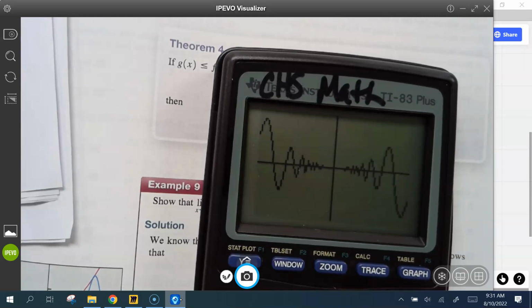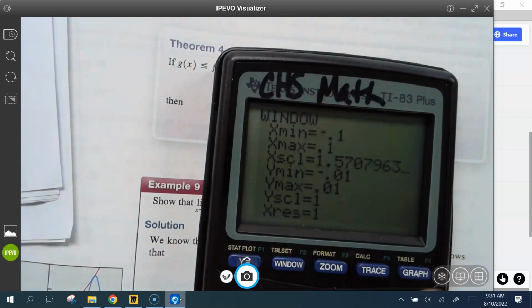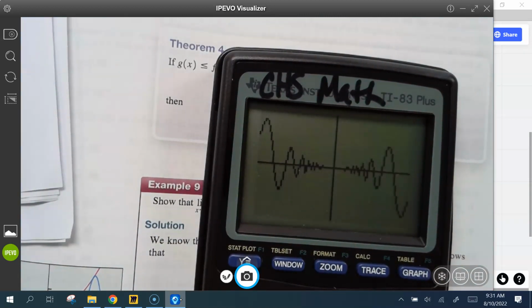But watch what happens when on this. Are you not impressed? If you keep zooming in, it'll keep oscillating as it gets closer and closer to 0. It just keeps doing that.